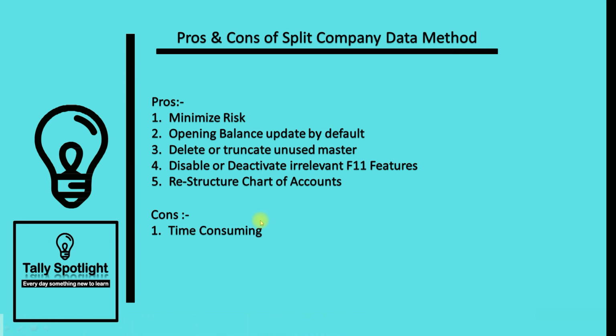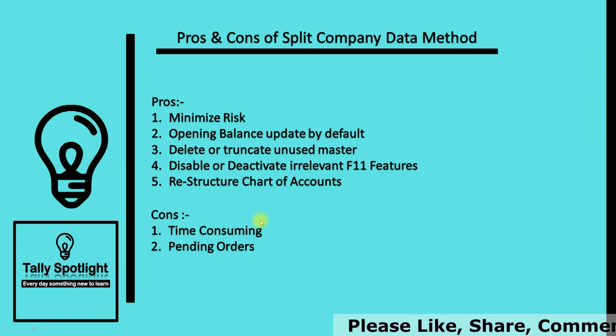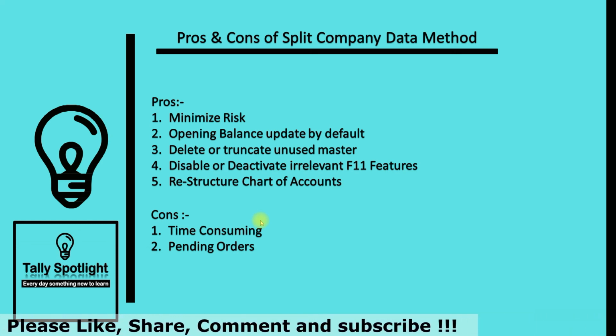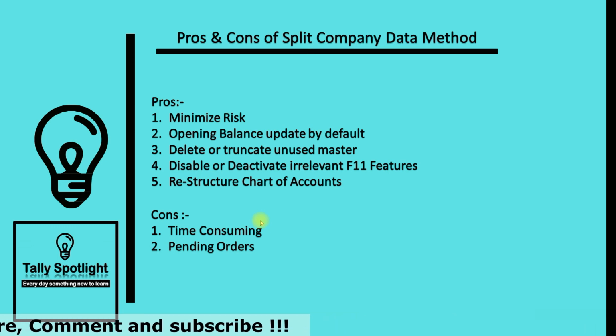This method is a time-consuming process compared to the previous method. First we need to finalize the previous year accounts, next verify the transaction errors, then split the company. It will take time to complete this process. The second point is pending orders. If any purchase order or sales order is pending in the previous financial year, we first need to close that order and then start splitting. Otherwise the previous year pending orders won't carry forward to the current financial year.